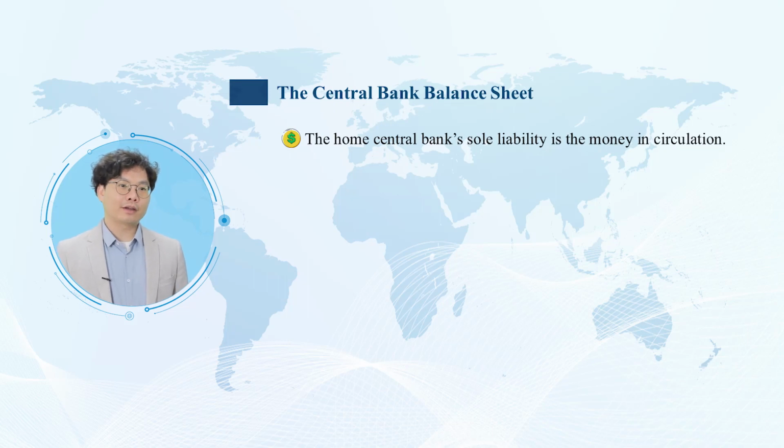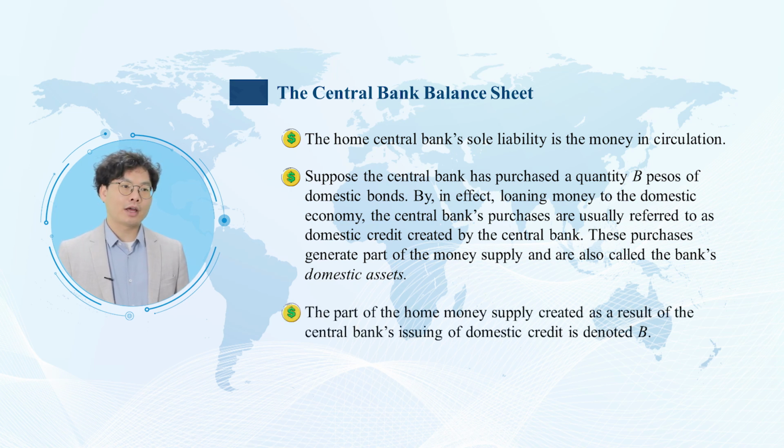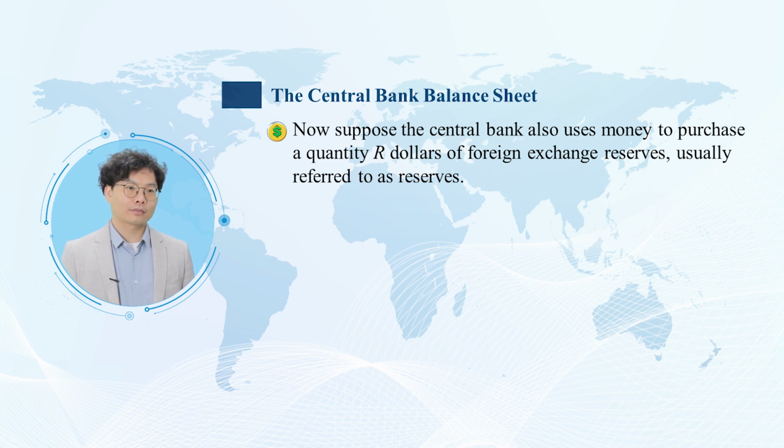Assumptions for the central bank are as follows. First, the money in circulation is the only liability of the central bank. Second, when the central bank purchases a quantity B pesos of domestic bonds, it generates a money supply B and makes up some of the bank's domestic assets. The same, if the central bank purchases foreign currencies for R dollars, it becomes its foreign exchange reserves. In total, the money supply in the home economy equals B plus R. Similarly, changes in money supply equal changes in domestic credit and in the reserves.